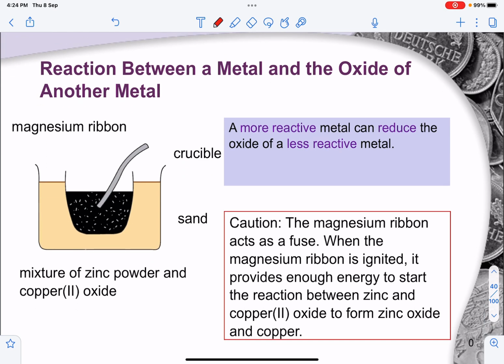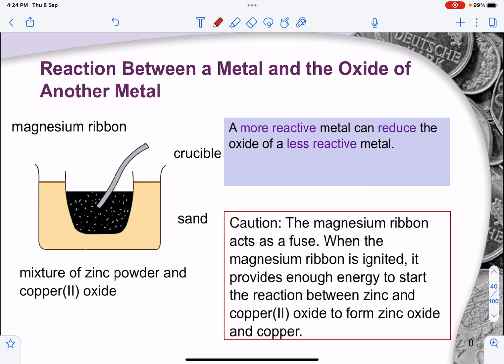Next, the reaction between a metal and the oxide of another metal. If we look back at the acid and base chapter, we realize that there are 4 types of oxides: metal oxides, non-metal oxides, amphoteric oxides and neutral oxides. This really depends on which part of the periodic table we are looking at. A more reactive metal will generally be able to reduce the oxide of a less reactive metal.